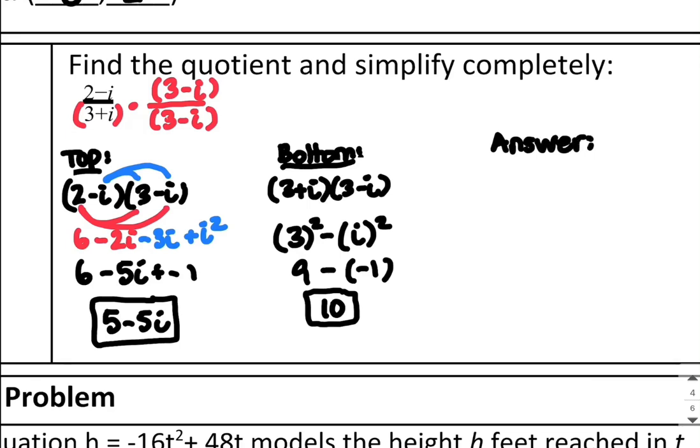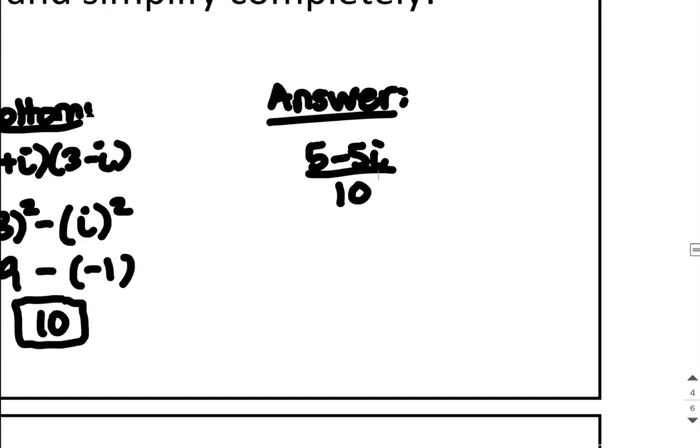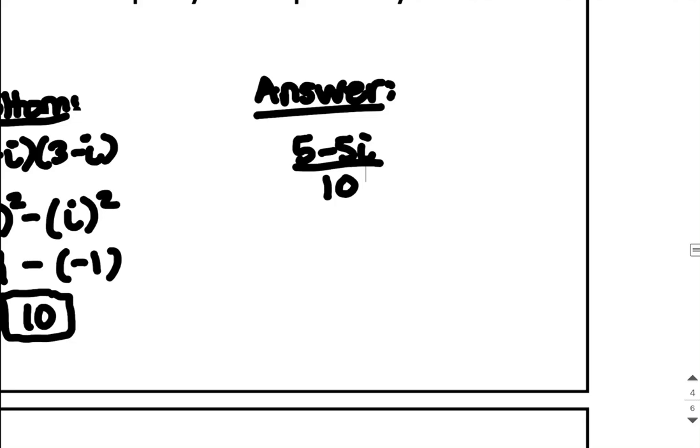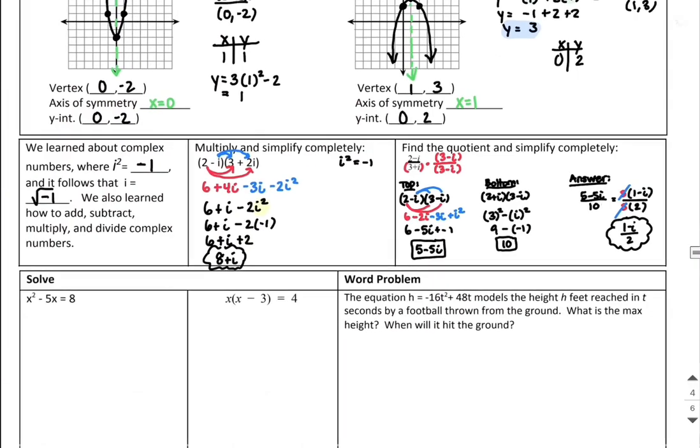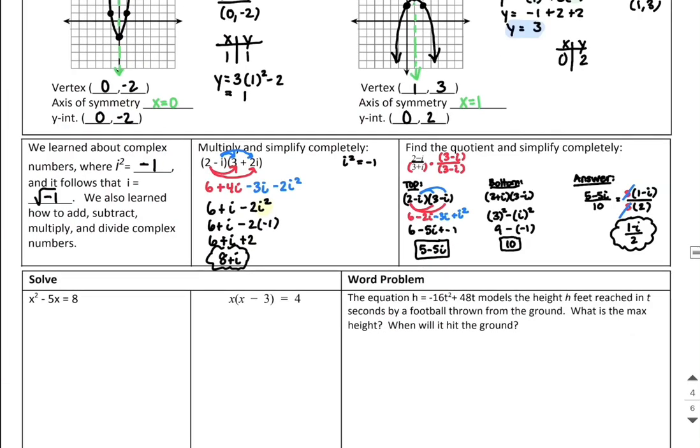Then I can write my answer as 5 minus 5I over 10. I have to simplify this if I can, and I can take out a 5 in the top. So I can rewrite this as 5 times 1 minus I all over 5 times 2. And then I can simplify this to get rid of my 5's. And I'm left with 1 minus I over 2. And this is my final simplified answer. And I don't have I in the bottom there.